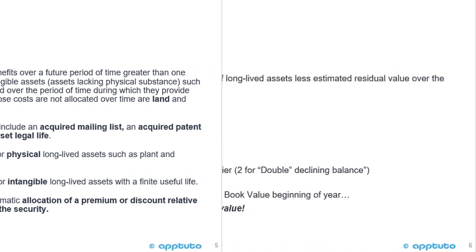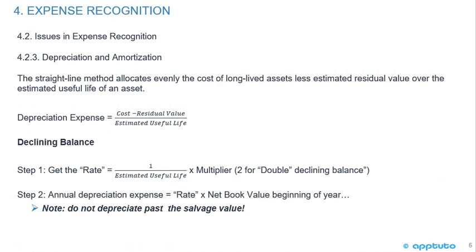Continuing with depreciation and amortization, the straight line method allocates evenly the cost of long-lived assets less estimated residual or salvage value over the estimated useful life of an asset. So the depreciation expense is the cost of the asset minus the residual or salvage value, divided by the estimated useful life. Now, there are other methods such as declining balance and units of production, which again, we will see later on in further LOSs under the reading for long-lived assets.